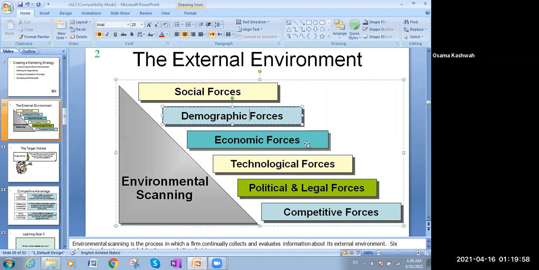Economic forces also matter, like what is happening in the economy. There is inflation or deflation, like we said yesterday, and the prices are going up or going down, and no one is able to buy.